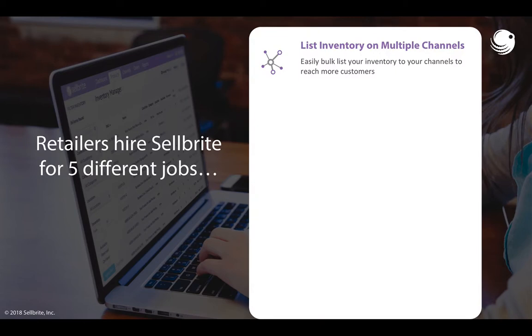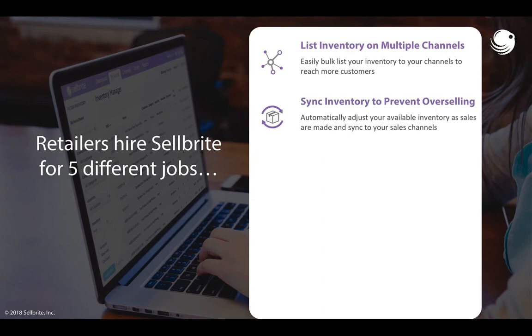List inventory on multiple channels. With Sellbrite, you can easily create listings on your sales channels from one central inventory catalog, giving you more exposure for your products to reach more customers. Sync inventory to prevent overselling. Overselling is the #1 problem for multi-channel sellers, and Sellbrite greatly reduces that risk by updating all your sales channels as orders are taken.